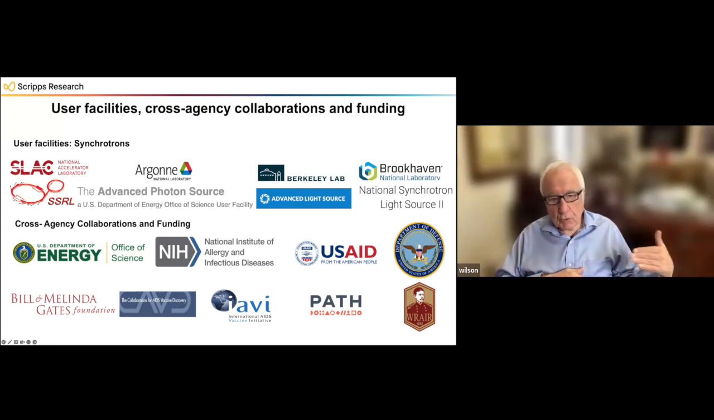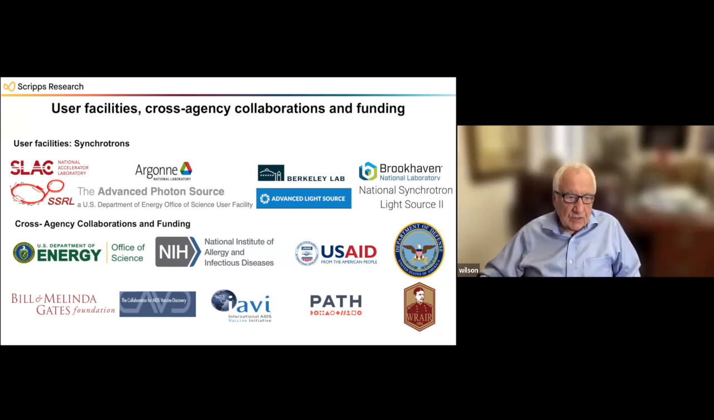These facilities have got better and better over the years. They've got brighter and brighter. When I first started doing X-ray crystallography, it used to take me a month to collect a data set in the lab. We can now collect that in a few seconds with smaller and smaller crystals, and we can do more sophisticated experiments than we could ever do in the past.